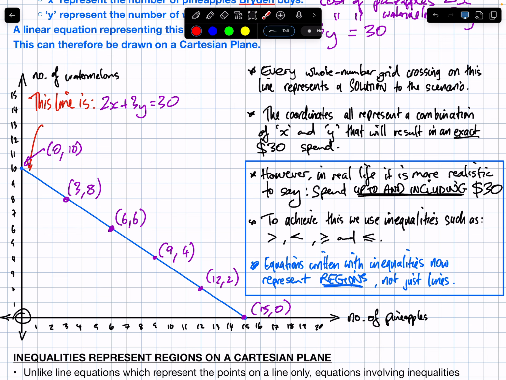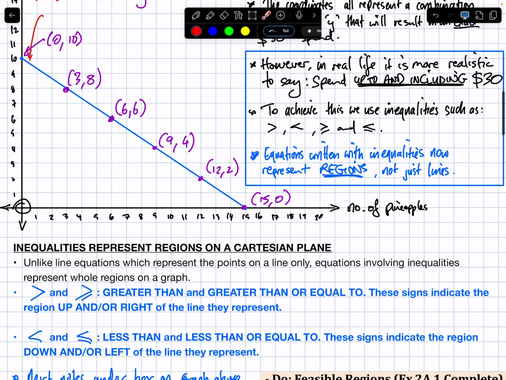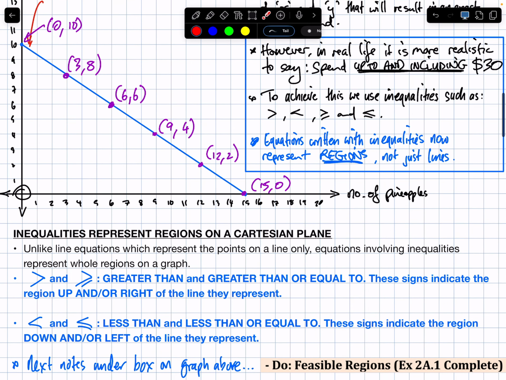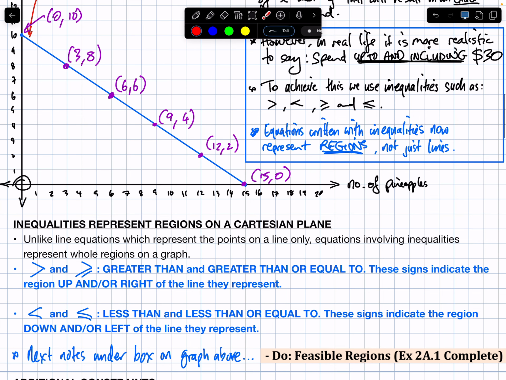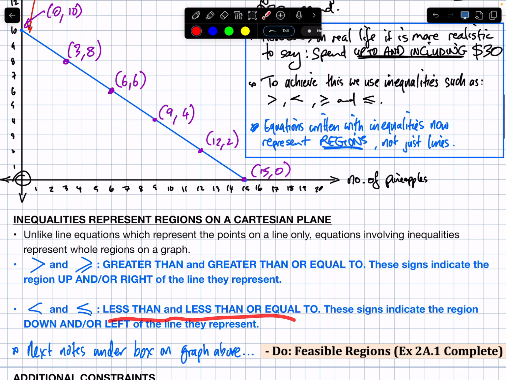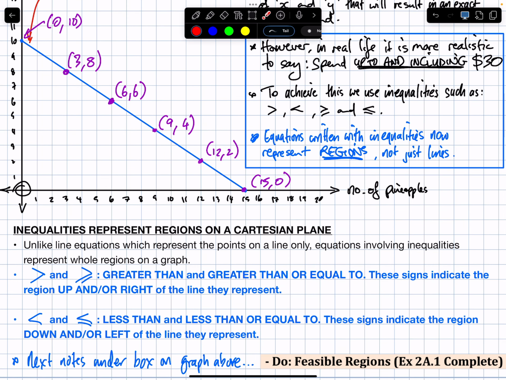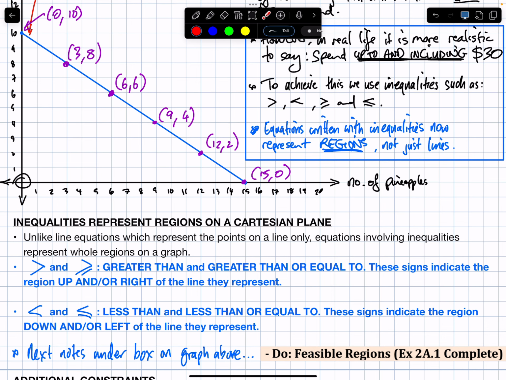Okay? So the addition to this is inequalities represent regions on a Cartesian plane. Unlike line equations, where we represent points on the line only, if we have inequalities like this, these signs indicate the region up and or right of the line that they represent. If they're pointing to the left, that's less than or equal to. These signs indicate the region down and or left of the line they represent.